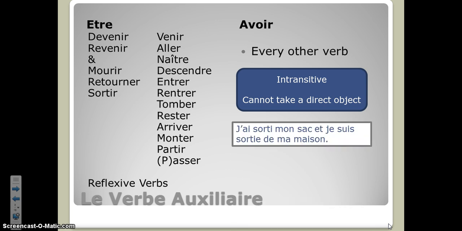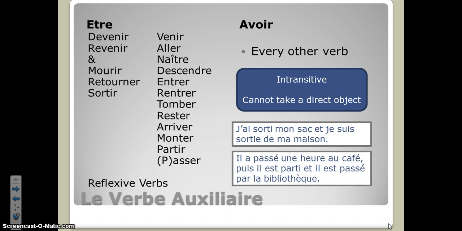Also, some of these verbs on the list can be both être and avoir depending on their meaning. So if you look at this example, you see j'ai sorti mon sac et je suis sorti de ma maison. Here, j'ai sorti mon sac has a direct object. I'm taking out my bag. Therefore, notice that I'm using avoir with that past participle. However, when I say je suis sorti de ma maison, I'm saying I left my house. So because it's now being used to leave or to go out of, I have used être as my helping verb.